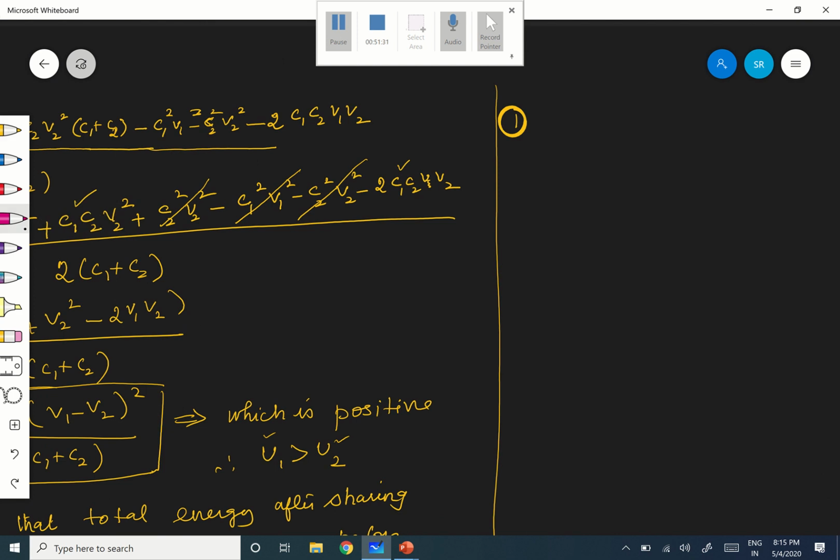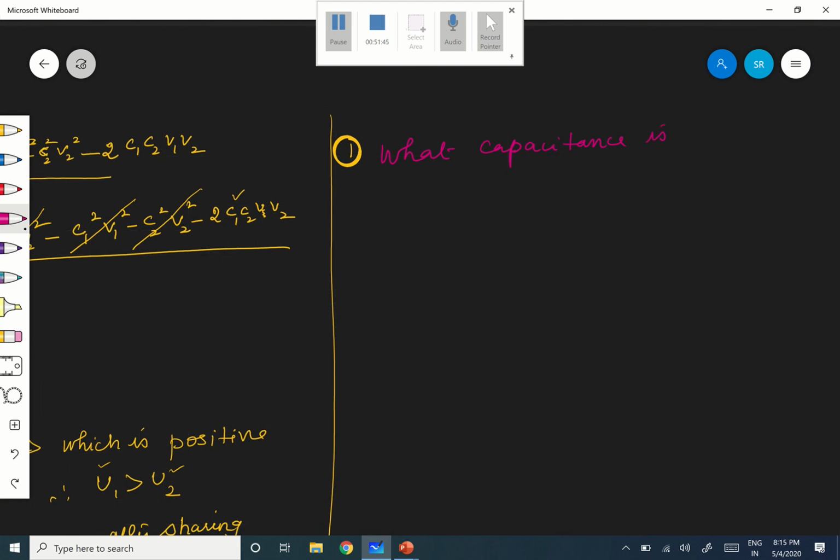let me go for some different colors. Right, okay, see what capacitance is required to store an energy of 100 kilowatt hour. Energy is given in kilowatt hour.